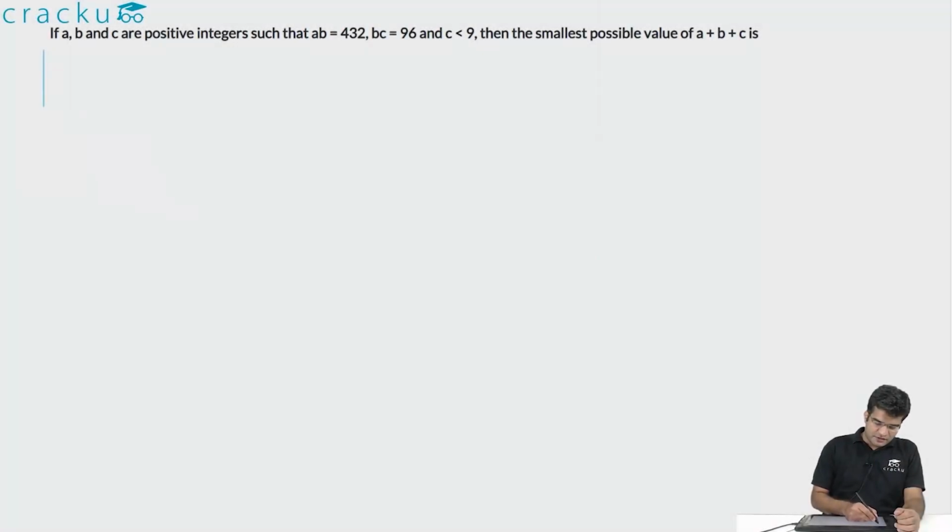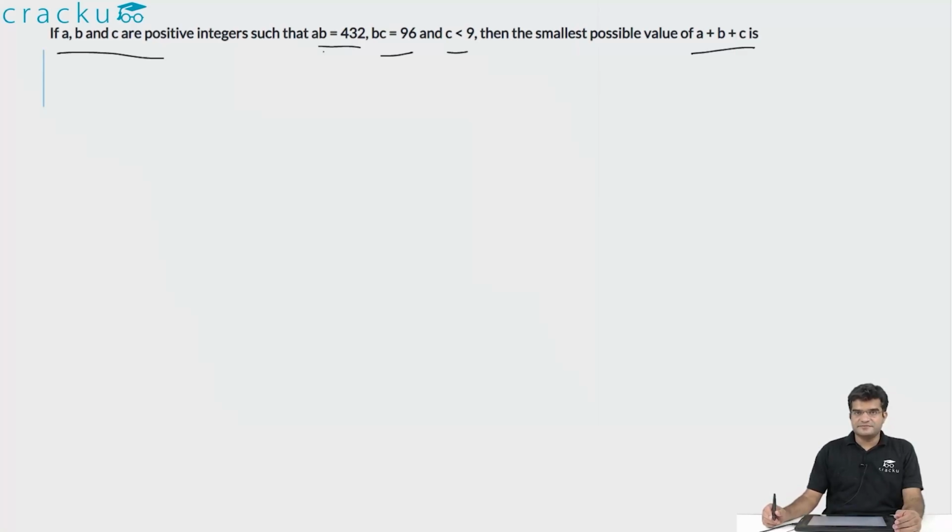In this question, we are told that A, B and C are all positive integers such that the product of A and B is 432, the product of B and C is 96 and the value of C is less than 9. And we are asked to find out the smallest possible value of A plus B plus C.